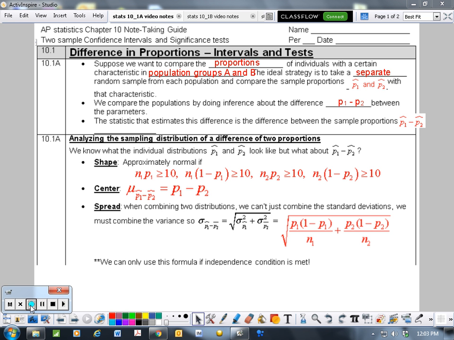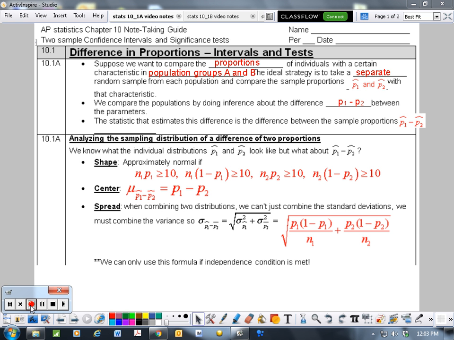So we're going to start off in 10.1 looking at the difference in proportions, and we're going to look at intervals and tests. First, we're going to take a look at the sampling distribution, and that's all we're going to do today: what does the sampling distribution look like when I am actually calculating the difference of the two samples? So we want to make sure that the characteristic is in both population groups.